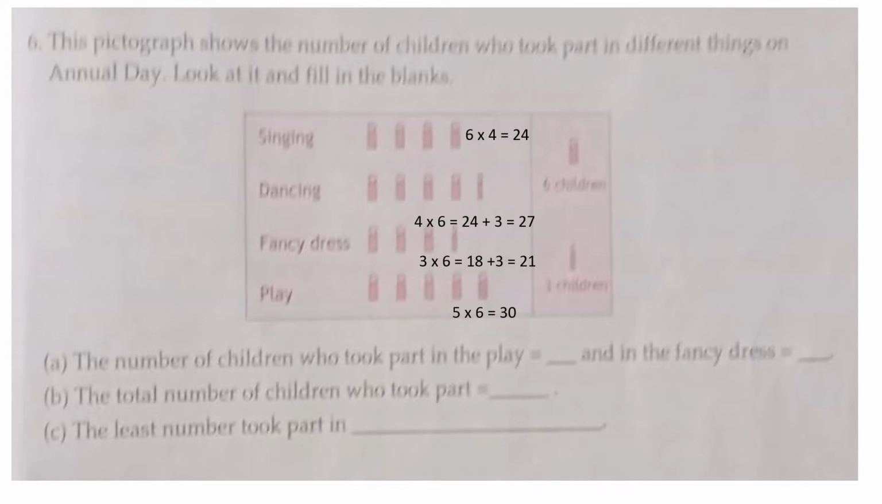Now you have to answer the question, the number of children who took part in the play. Now see here children, in the play section, what number is written there? 30. So 30 children are participating in a play. Now in the fancy dress competition, you can see in fancy dress 21 children. So write 21 here. Now B part question, the total number of children who took part. That means in all the events, how many children participated in that? That you have to answer.